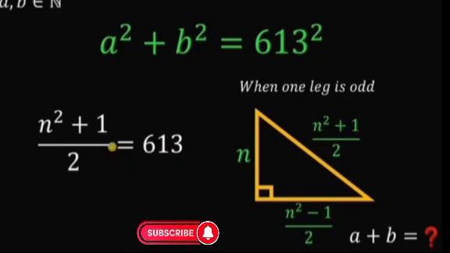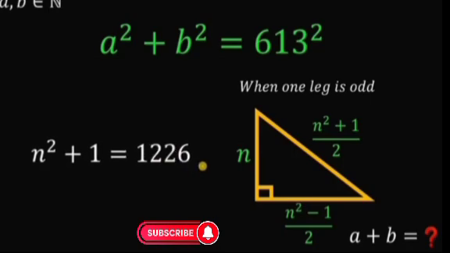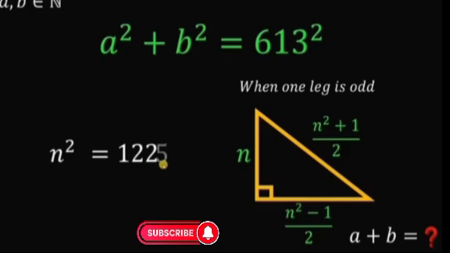First, let's multiply both sides by 2. So n squared plus 1 equals 1,226. Subtract 1 on both sides. We have 1,225. Take the square root on both sides. We have n equals square root of 1,225. Of course, n here is a positive number. Now, square root of 1,225 is just 35.